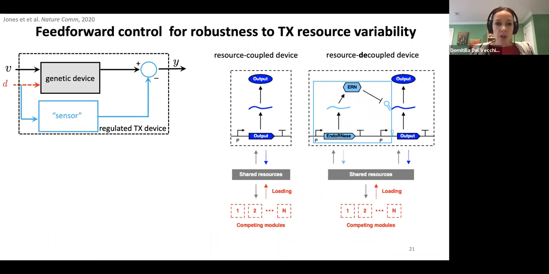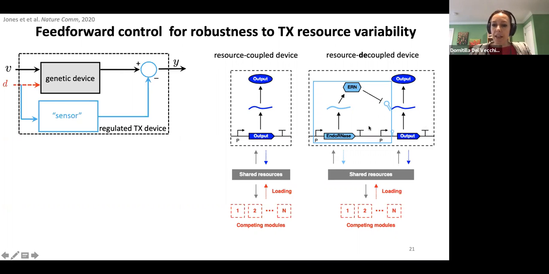So the second type of approach that I'm going to show you is feed-forward control. This is the case again where we have our genetic device. D is also going to be the change in the availability of resources. And then we have to be able to design a sensor that pre-compensates the effect on the output. The way the design works is that we have an endoRNase, which is a protein that can recognize a target sequence on a target mRNA and partially cleave it. Essentially it's an enzymatic reaction where the ERN binds with the mRNA and targets it for degradation.